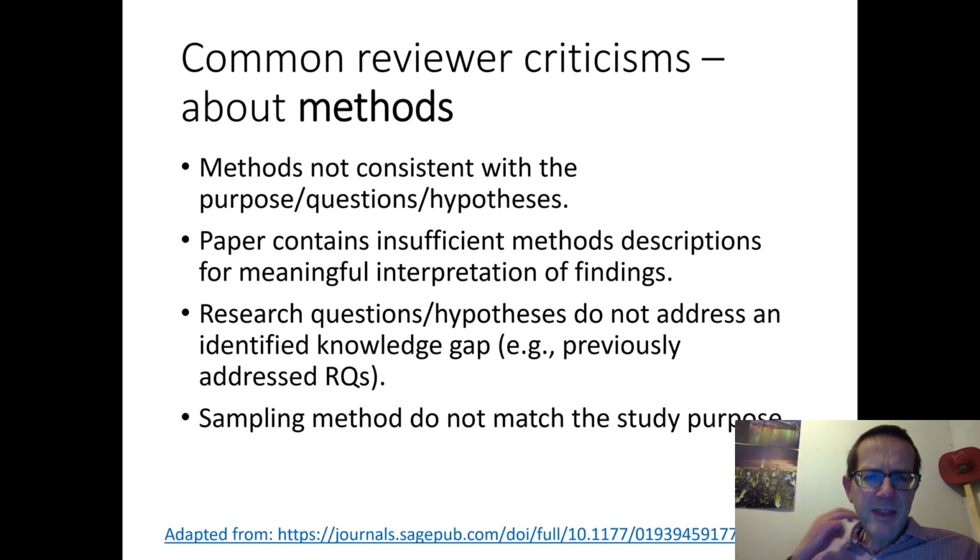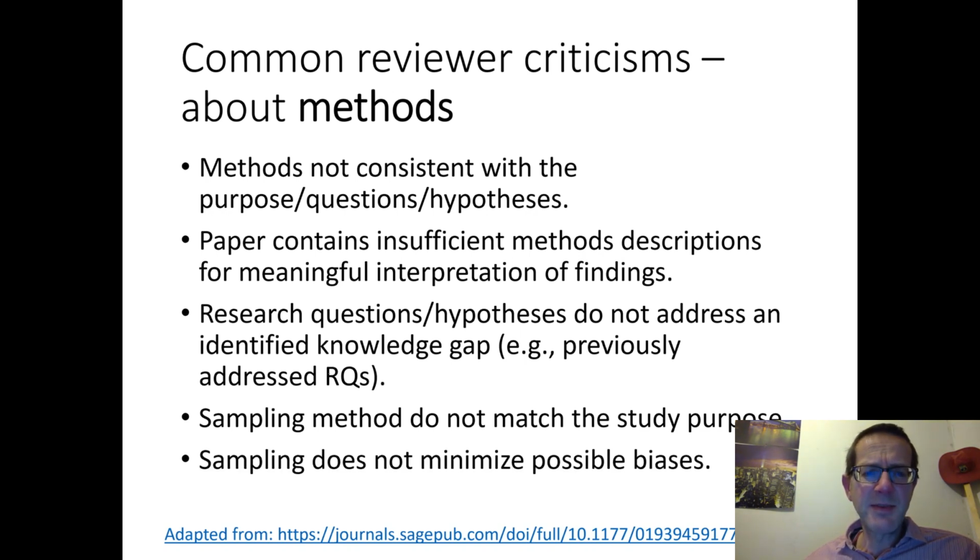And the sampling method doesn't match the study purpose. So similar to the methods not matching the purpose, the sampling doesn't match the purpose. Or the sampling doesn't minimize the possible biases. There would have been other ways to minimize biases. So it's never possible to get rid of all biases, but a reviewer would look for the fact that you put some work into making sure the biases aren't bigger than they have to be.